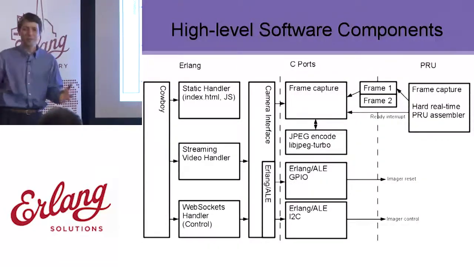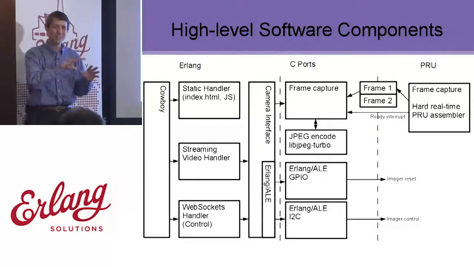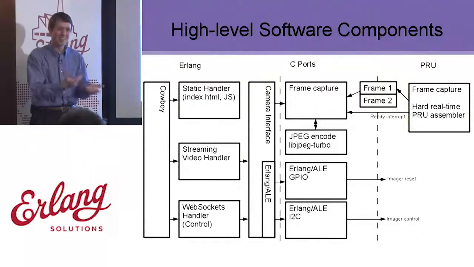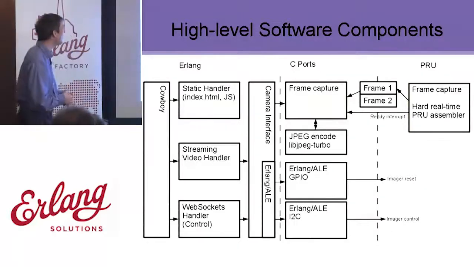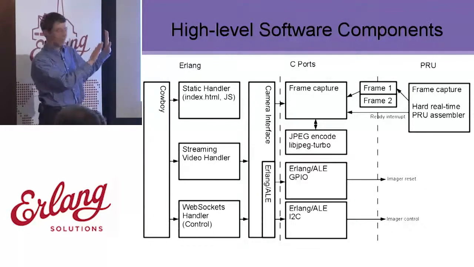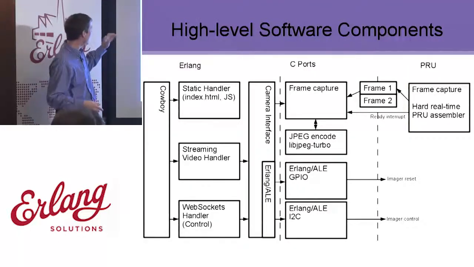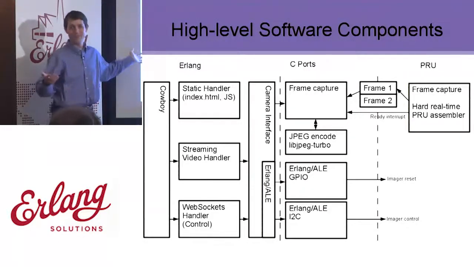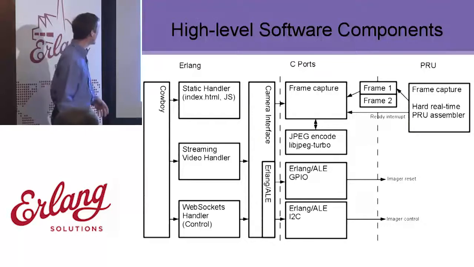So I want to walk through how the software is basically put together, but I'm really going to focus on the streaming part, because the other parts are possibly less interesting, since it's more glue kind of code. So left side, Erlang, right side, PRU, the hard real time. So I use Cowboy. What we're going to do is stream video over to a web browser, right? So we use Cowboy.